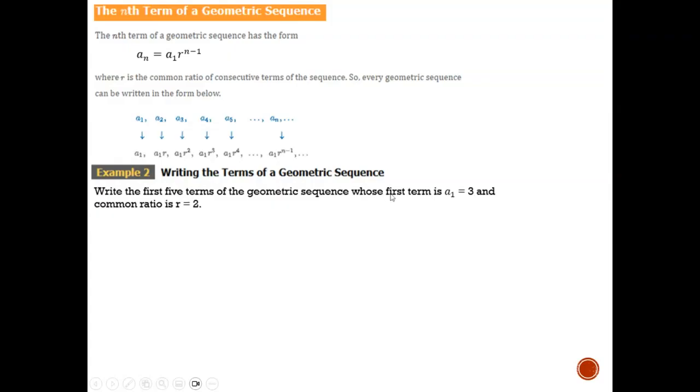So if we want to write a geometric sequence, we know the first term is a sub 1 equals 3, and the common ratio is 2. I'm going to show you using the formula, but really you don't need it if you're just writing the 5 terms. You know the first term is 3.